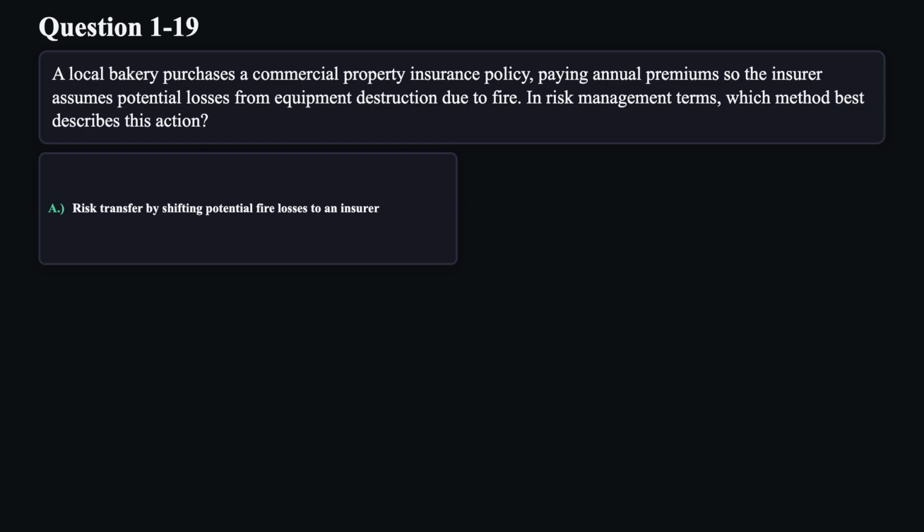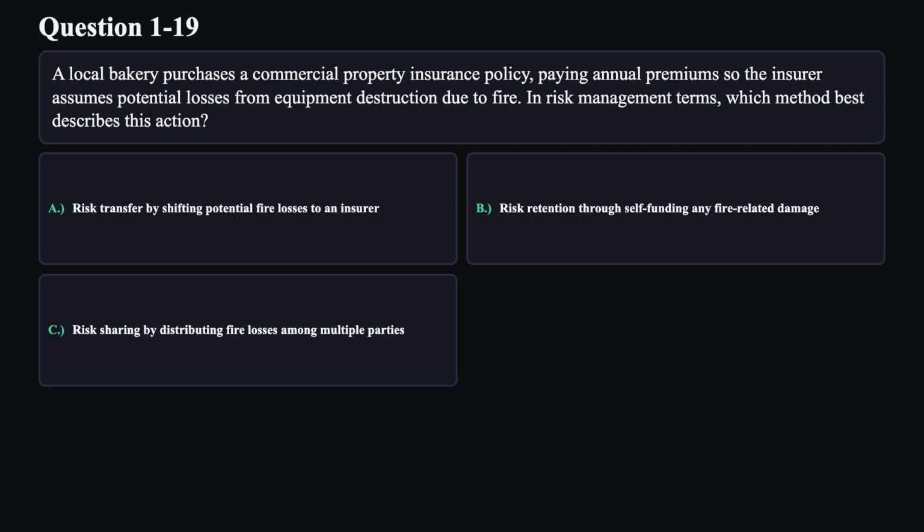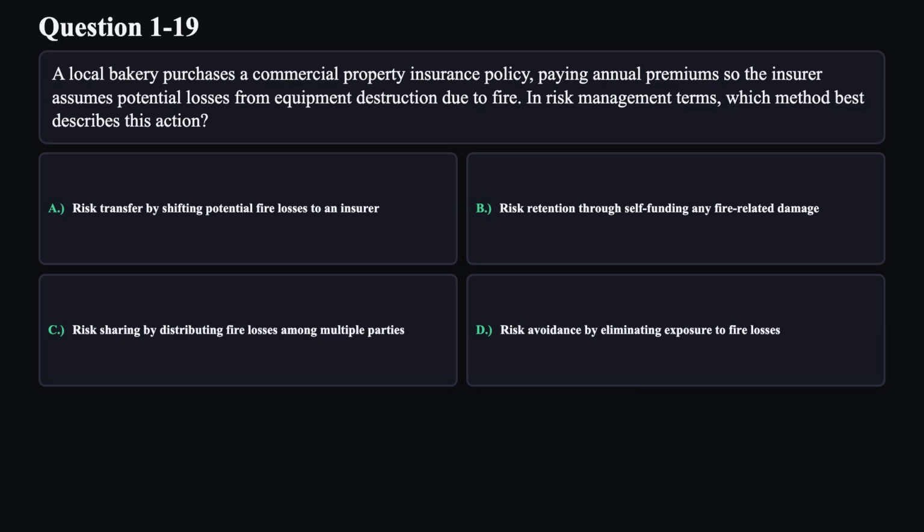A. Risk transfer by shifting potential fire losses to an insurer. B. Risk retention through self-funding any fire-related damage. C. Risk sharing by distributing fire losses among multiple parties. D. Risk avoidance by eliminating exposure to fire losses.